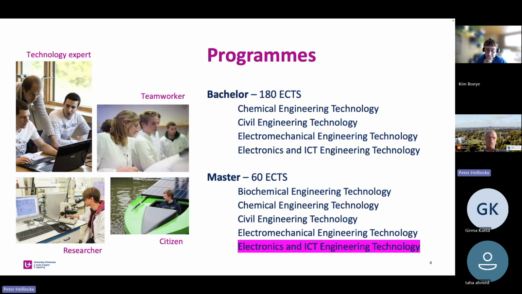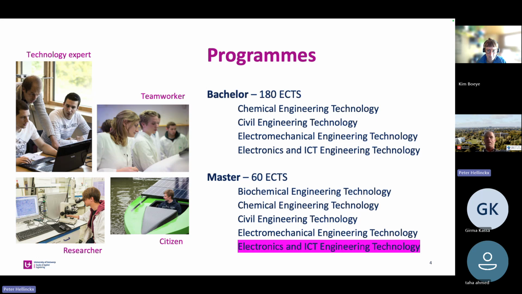master programs, but to get there, all of our students start with what we call a joint bachelor degree. A joint bachelor degree means that half of the credits you spend on common courses, and then the other half is really focused on the domain you are studying in. And we have 4 domains there. We have chemical engineering technology, civil engineering technology, electromechanical engineering technology, and then our department focuses on electronics and ICT engineering technology.